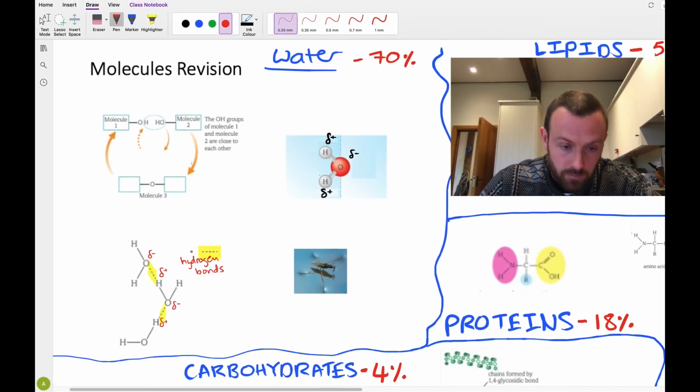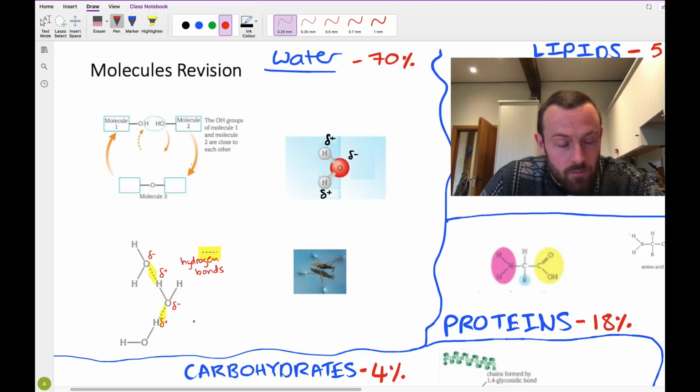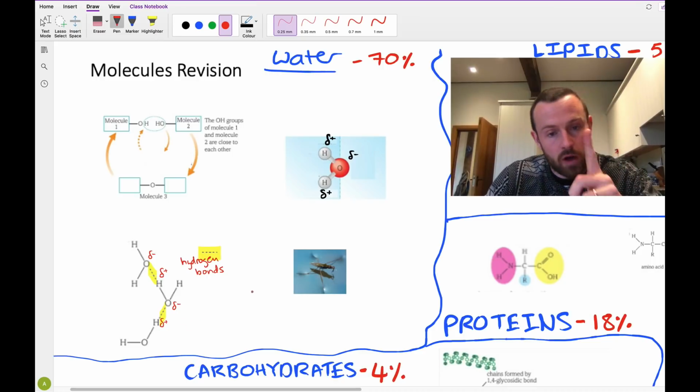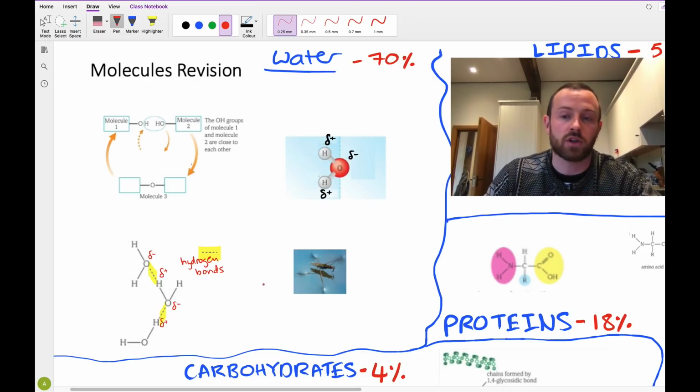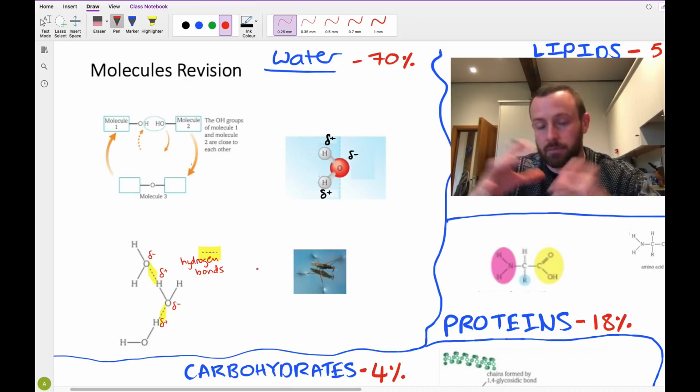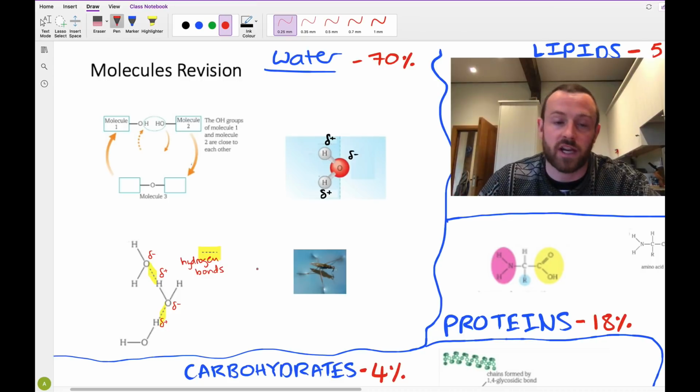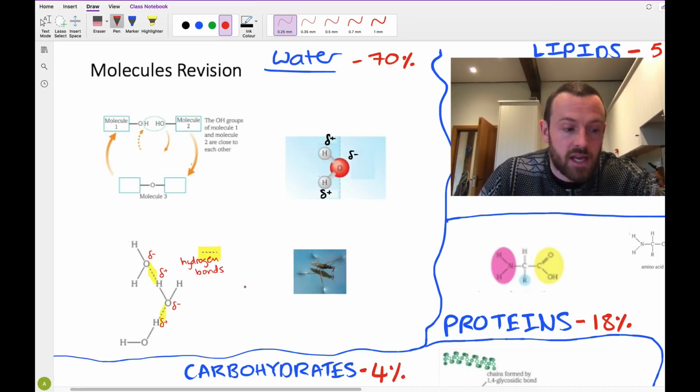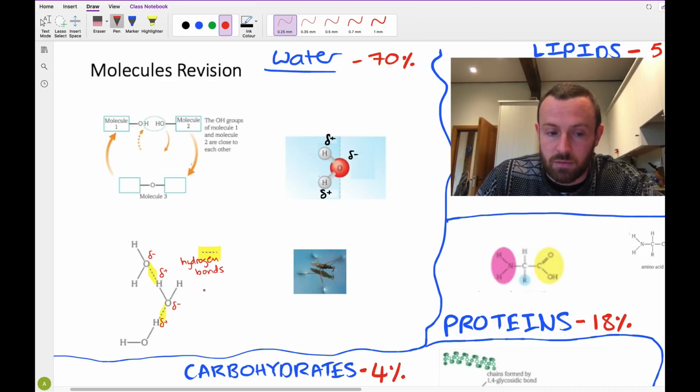So hydrogen bonds are weak in isolation. One hydrogen bond is a weakish bond, but when we put lots of them together, they add up to be quite a big force, and it changes the properties of water. So what are some of the key properties of water that hydrogen bonds are responsible for? Well, let's list a few down here. Let's say properties.